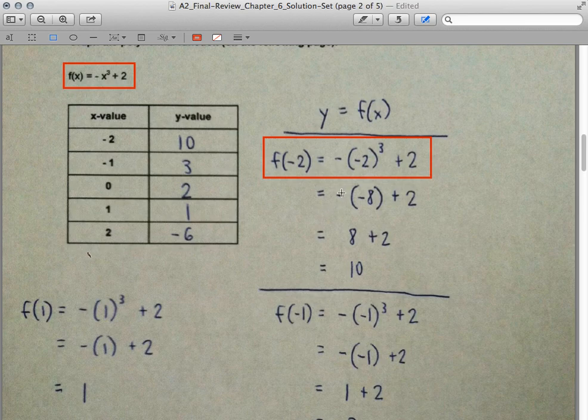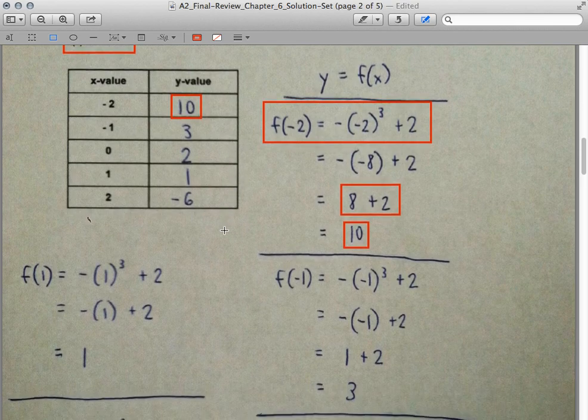And we can see here the opposite of x cubed. In this case, x is negative 2. Negative 2 cubed is negative 8. And the opposite of negative 8 is positive 8. So this becomes positive 8 plus 2, which results in positive 10 as our output value when our input value is negative 2, creating the ordered pair negative 2, comma 10.